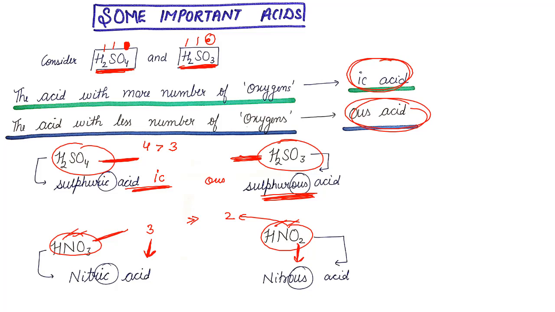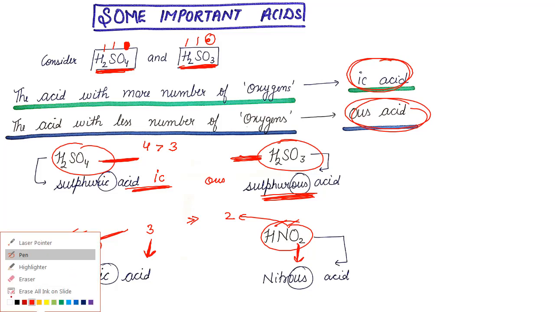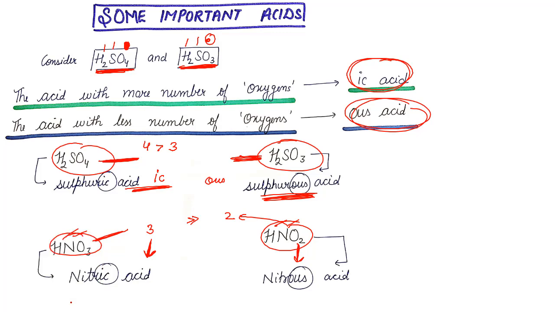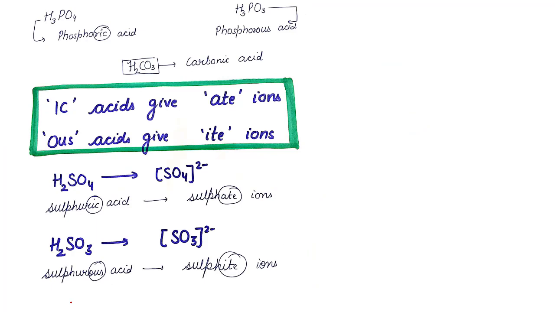Understood? Now many of you might be getting confused. Ma'am, right now you said ic acid and ous acid, and earlier you said ate ions and ite ions. What's all that? We are getting confused. So there is no need for confusion. Remember, if you find an ic acid, it will give ate ions. If you find an ous acid, it will give ite ions.